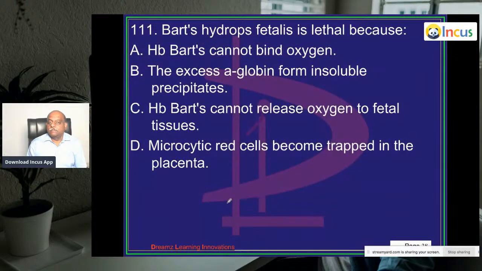So doctor, Hydrops fetalis, why is it lethal? Hb Bart. In alpha thalassemia, the severest form is Hb Bart. Why is it lethal? Because Hb Bart has such a high affinity for oxygen that it doesn't release the oxygen. That's a problem.